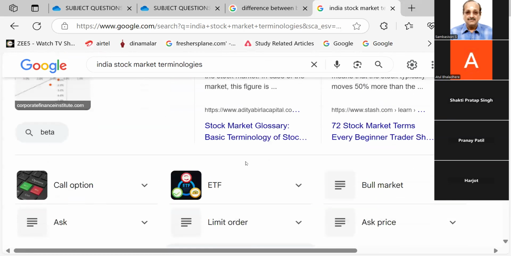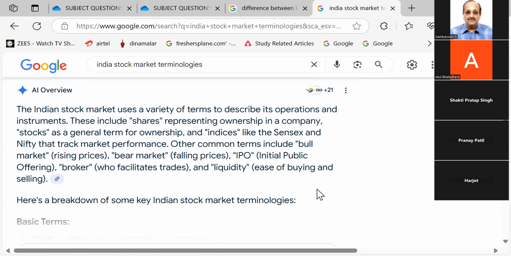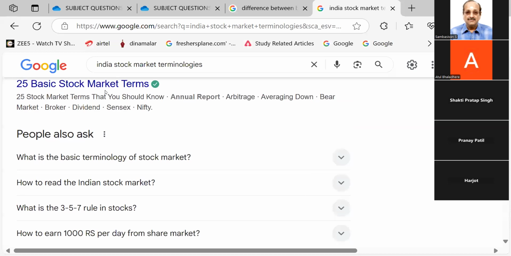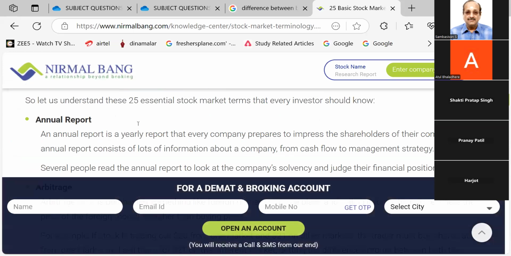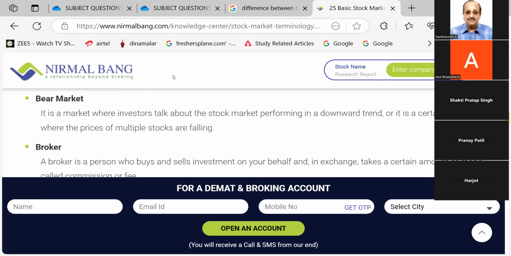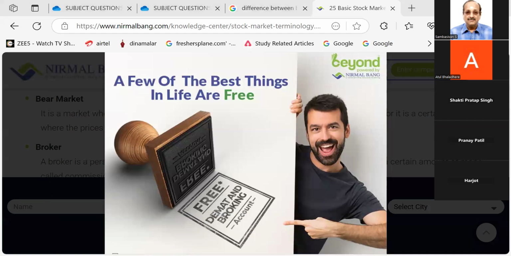I think this alone is not sufficient. There are so many things available: call option, ETF, bull market, ask, limit order, ask price, there is a lot. Okay, so what should I do now? 25 basic stock market terms. I am getting another one. I think this is a good one. I will give you this one in our group.